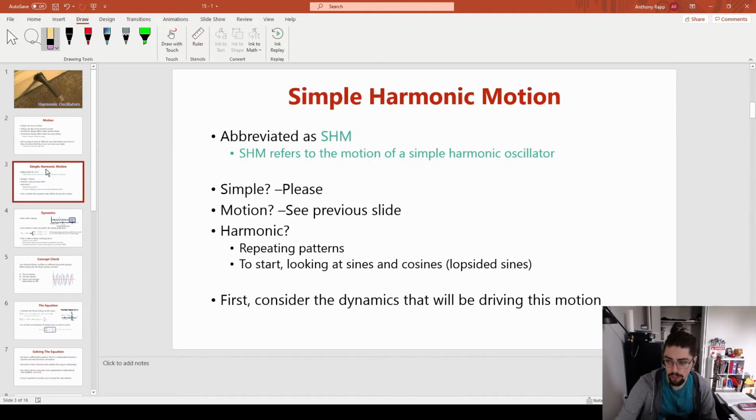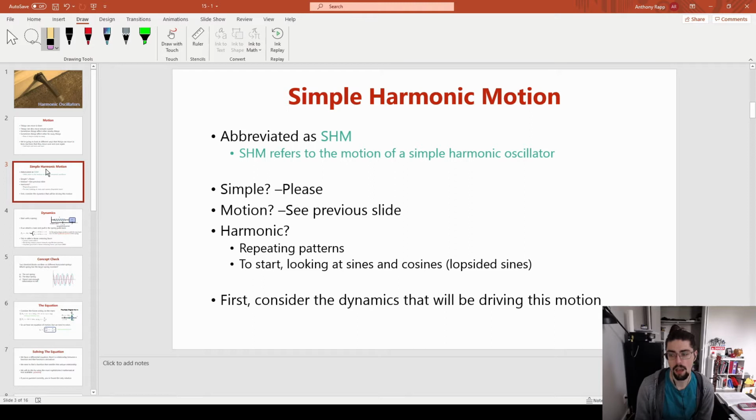The name of this is simple harmonic motion. Oftentimes you'll see this abbreviated as SHM because, well, it's kind of a long name on its own. But those 3 words, what do they all mean? Simple, hopefully, right? Motion, just what we were talking about before. Harmonic is the new one. You might have heard of harmonic in a few other places. It's not harmonica, that's a different thing. Harmony, kind of close. But harmonic, generally speaking, means repeating patterns.